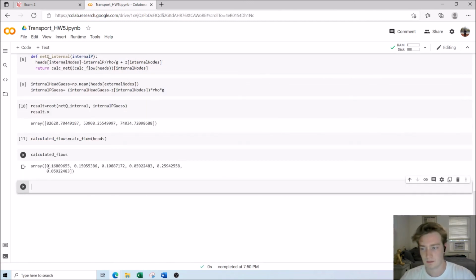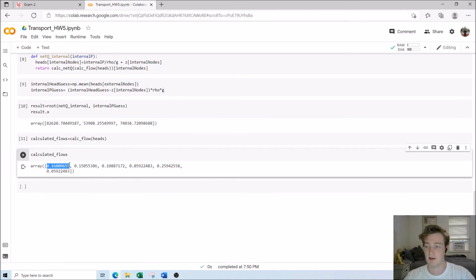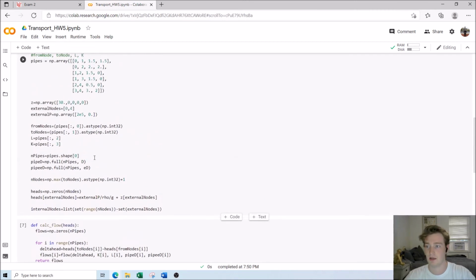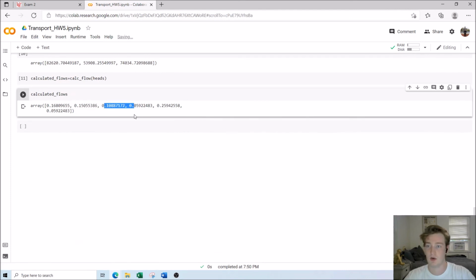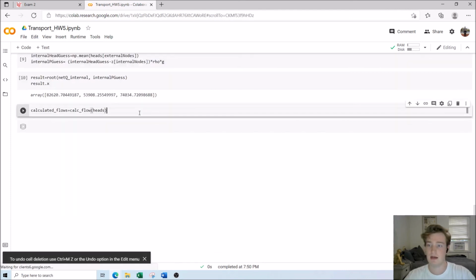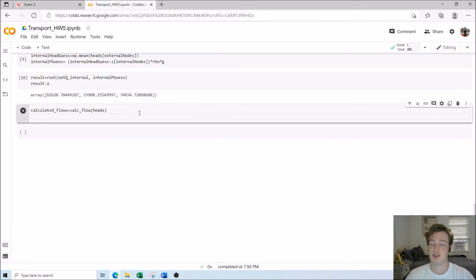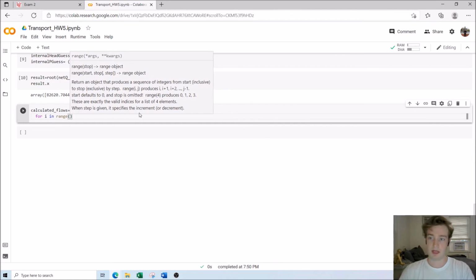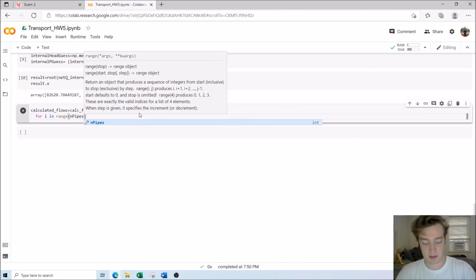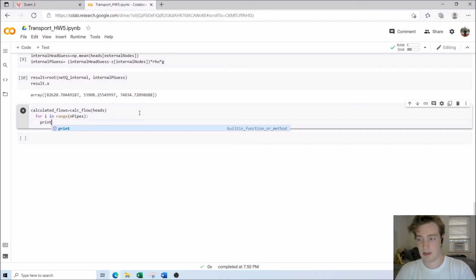Butterfingers. There. So this basically tells us, oh, this is a calculated flow through the first pipe that we looked at. So if we go and take a look at that, this pipe right here, from 0 to 1. And then from 0 to 2, the flow is this, so on and so forth. So we can iterate through each pipe and show which node it was coming from, which node it was going to, and the flow through that pipe. So how do we do that? We use a for loop, right? So for i in range of, we want the number of pipes, right? So n pipes. We're going to make a print statement. It's pretty basic.